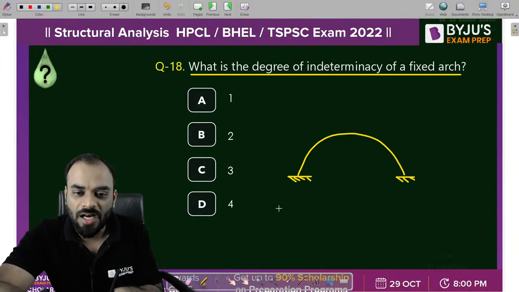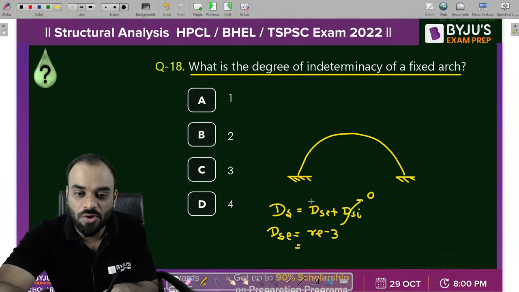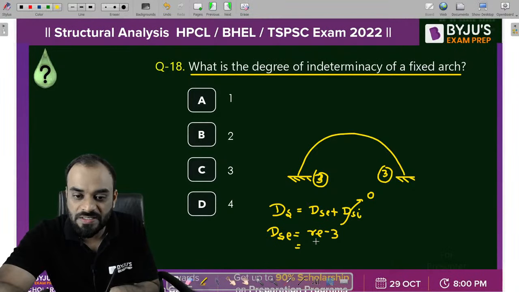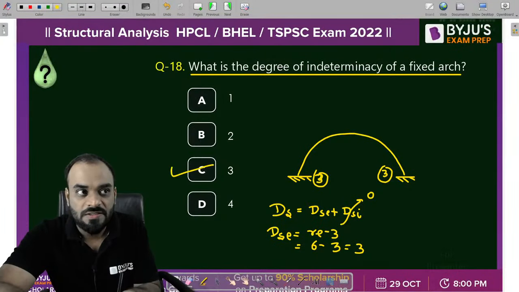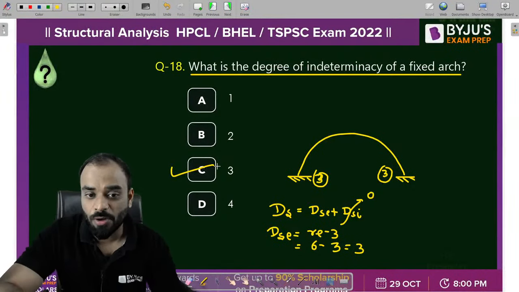Very nice. It is very simple. You just need to calculate DS is equal to DSE plus DSI, right? This is the open structure. So DSI is 0. What about DSE? DSE is nothing but RE minus 3. So RE is equal to how much? It is 3. This is also 3. So that means total is 6. So 6 minus 3 is equal to how much? It should be 3. So that's why C is the correct answer for the problem.